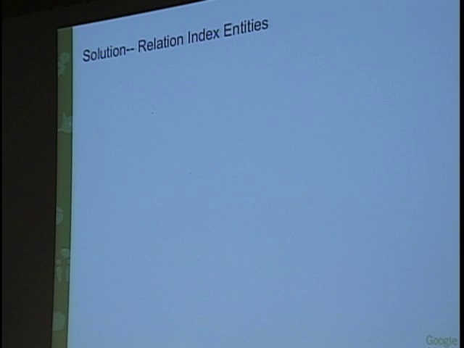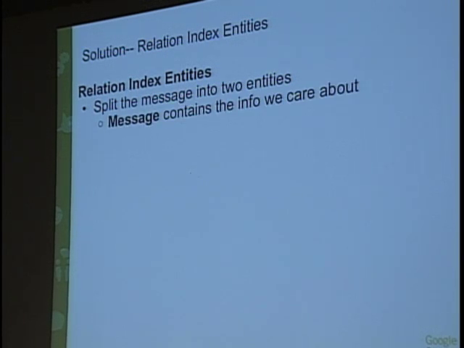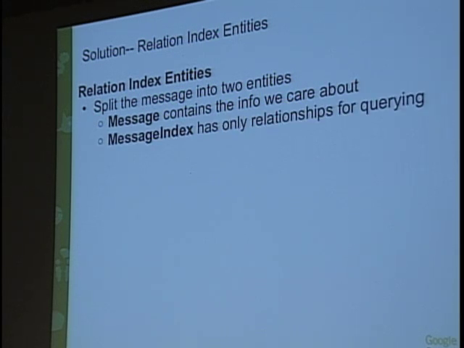This is not an official name, but it's something that we kind of came up with to talk about this. And we have a few slides to introduce you to relation index entities. The concept is that we take the message class and we split it into two parts. We split the message, we let it contain only the information we need, so that when we do select star, we get exactly all the properties we want and nothing more.